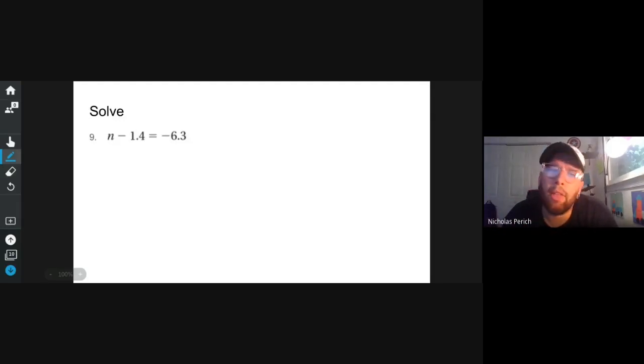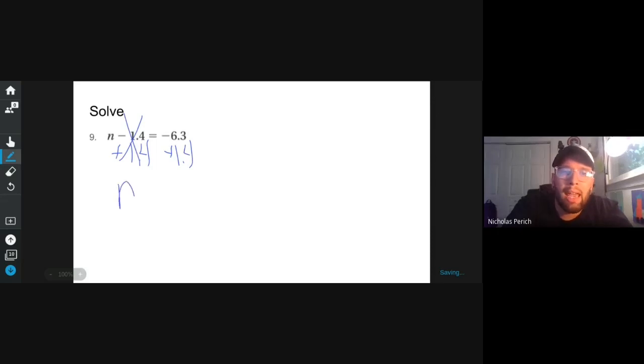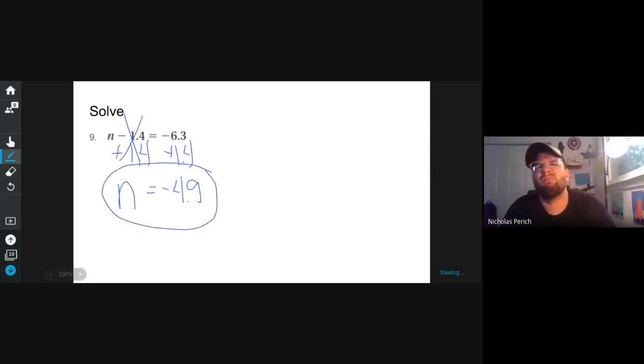Sorry. Speaking of that, I have another wacky problem, but it's not that bad. Is n all by itself? No. What's in the way? Minus 1.4. How do you get rid of a minus 1.4? You add 1.4. You add 1.4 and cross you out. And n drops down equals negative 6.3 plus 1.4 is negative 4.9. So these problems aren't hard. They're just ugly. Man, are they ugly.